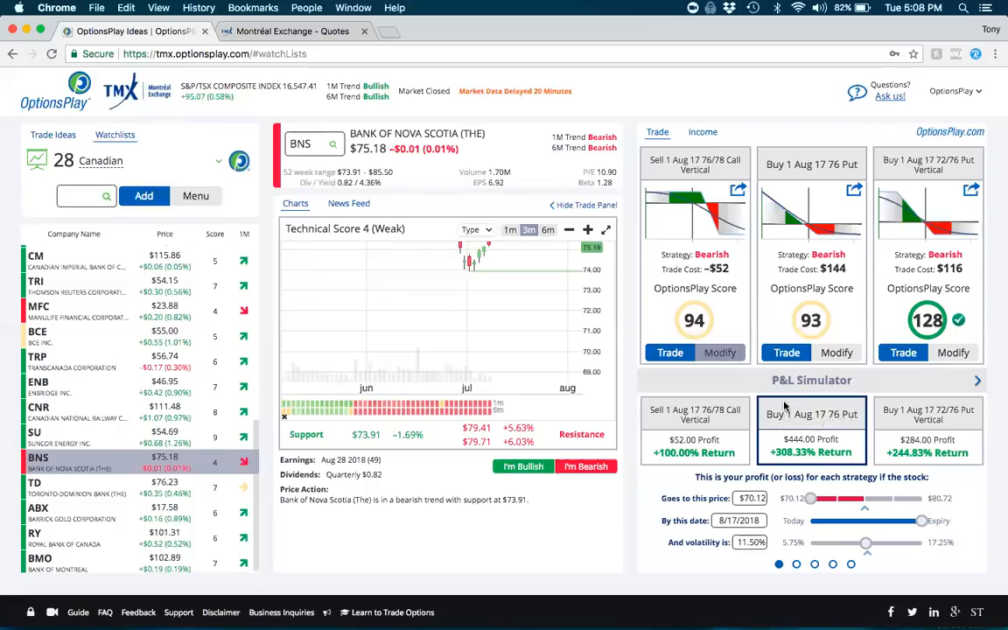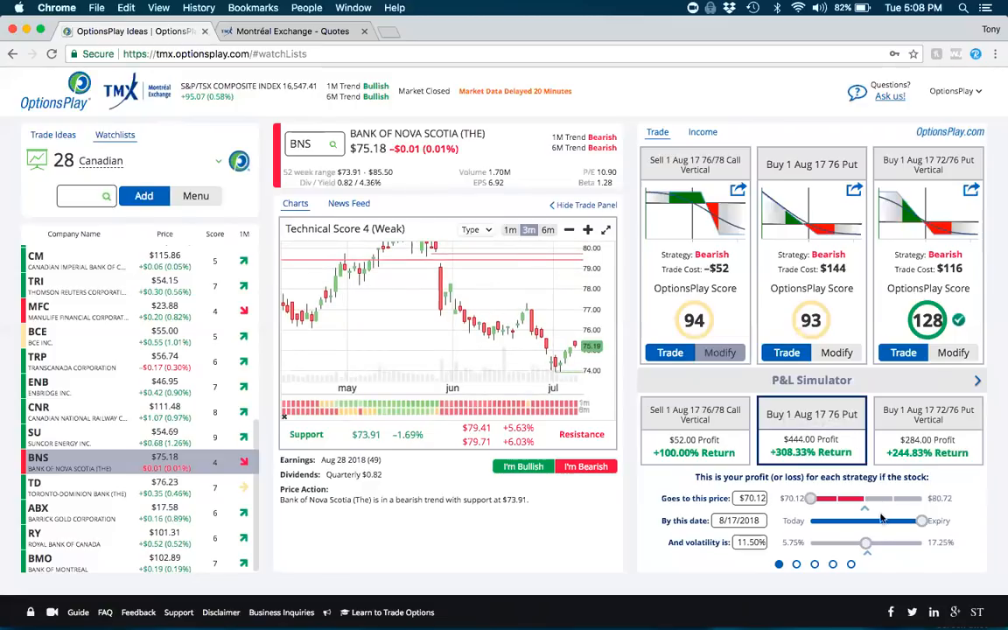You don't need someone else's help. You can use this P&L simulator to create all different scenarios and definitively say which strategy gives me the best return so that I can trade these, and also at the same time look at what happens if I'm wrong. Am I okay with the losses that I would expect if the stock goes against me?